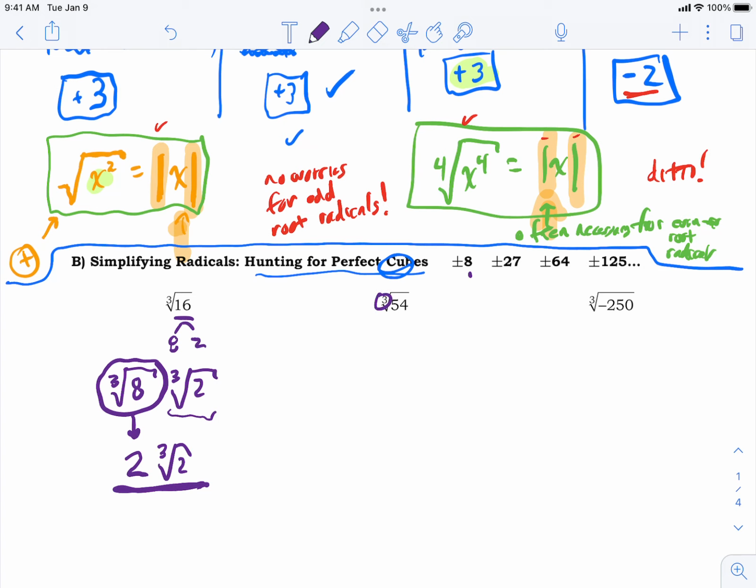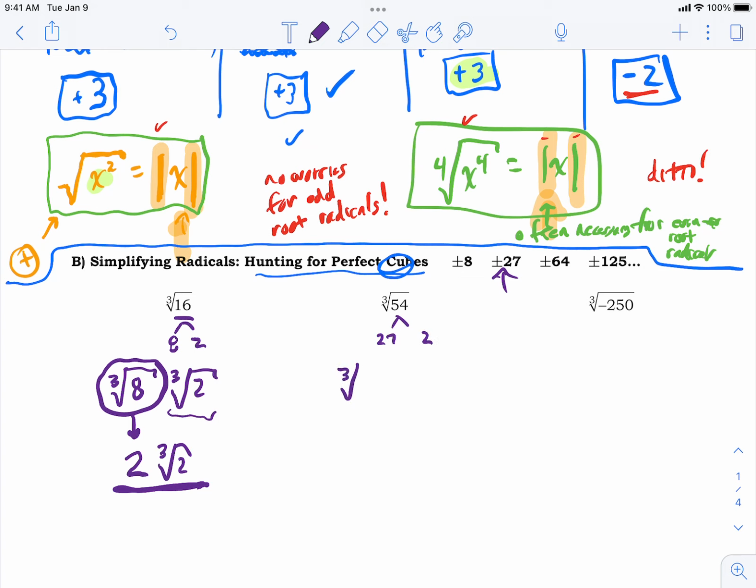Here's another cube root, so I'm looking for perfect cubes. Does 8 go into 54? Well, not really. 8 times 6 is 48. That's close. 8 times 7 is 56. That's close. No, it doesn't go. Okay, we're not going to use the 8. Can we use the 27? Does 27 go into 54 evenly? And the answer is yes, it does. 27 times 2 is 54.